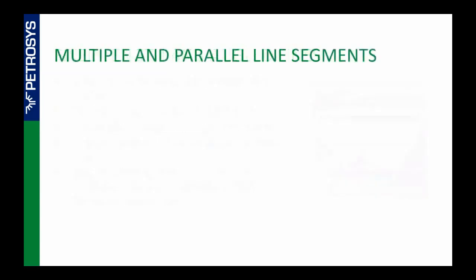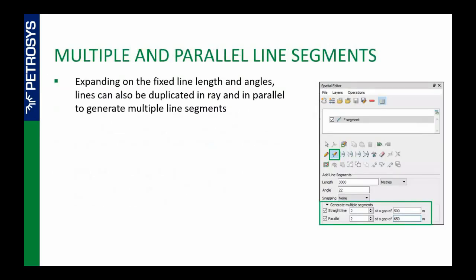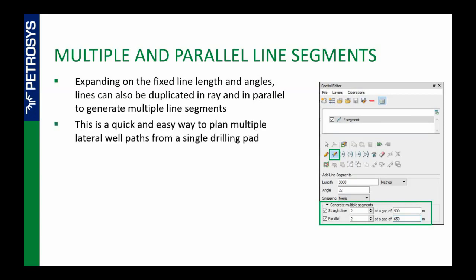For multiple lines, we can display them. So with a straight line, if we decide to display two lines, we can select to display two lines and the gap between those lines, and they'll display in array. So one line in front of the next line, and we can also display them in parallel, and that will be lines next to each line. We can still specify the length, the angle, and the gap between rays and parallel lines. So it's a quick and easy way to plan out multiple lateral well paths from a single drill pad.